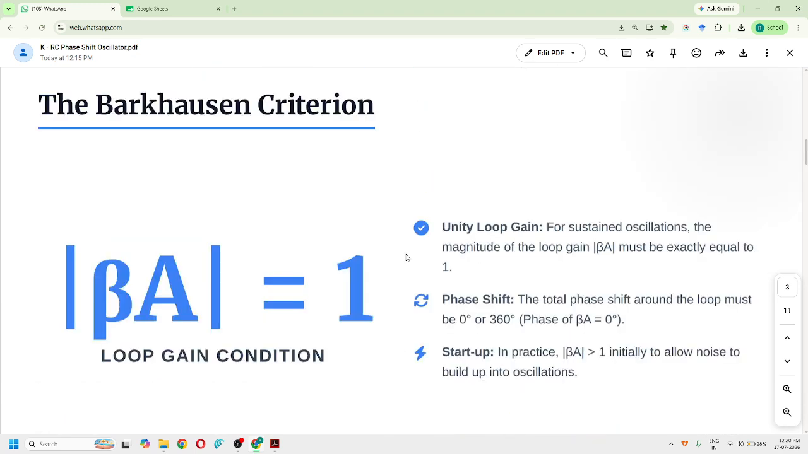Oscillator Barkhausen criterion: beta A should be equal to 1. That is the first condition. The unity gain loop for sustained oscillations: the magnitude of the loop gain, that is beta A, must be equal to 1, and the phase shift should be 0 degree or 360 degree. So the total phase shift should be 0 degree. And in practice, a lot of losses happen in the circuit, so the magnitude of beta A should be greater than 1.